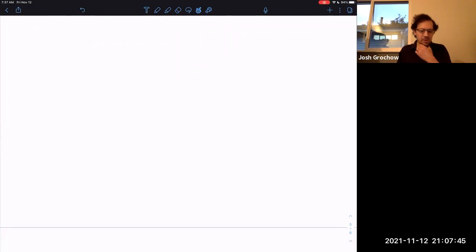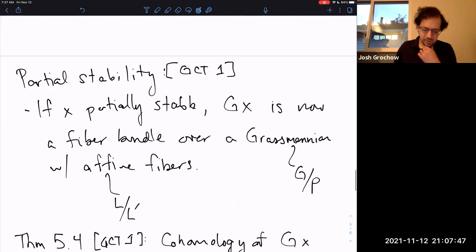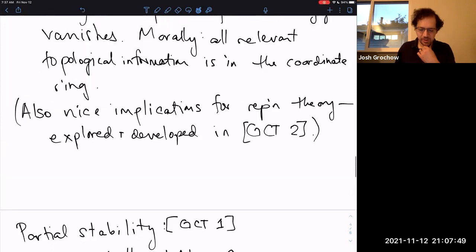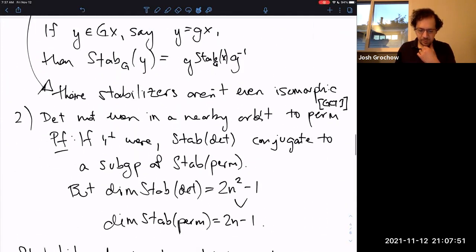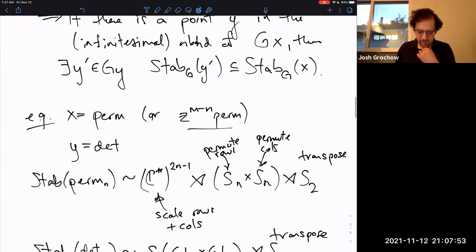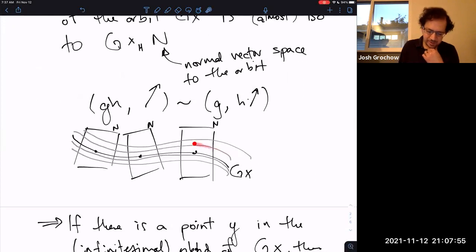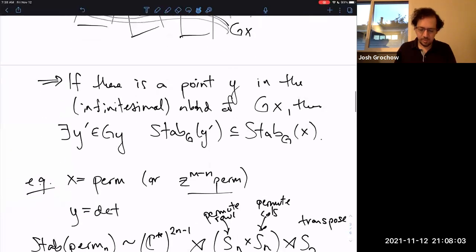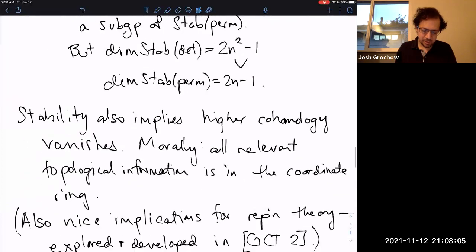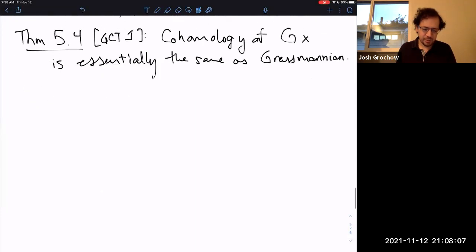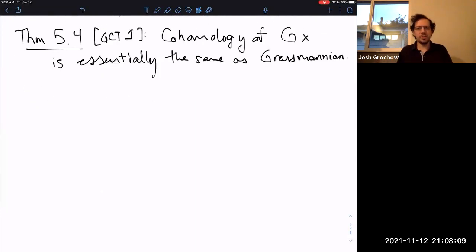Okay, so now I want to come back to this story about stabilizers. In the stable case, you know a lot about the orbit and its neighborhood. And in the partially stable case, we also have this very nice structure to the orbit. Again, Christian in his first lecture mentioned that you can look at multiplicities in the coordinate ring of the orbit, not the orbit closure, but the orbit.